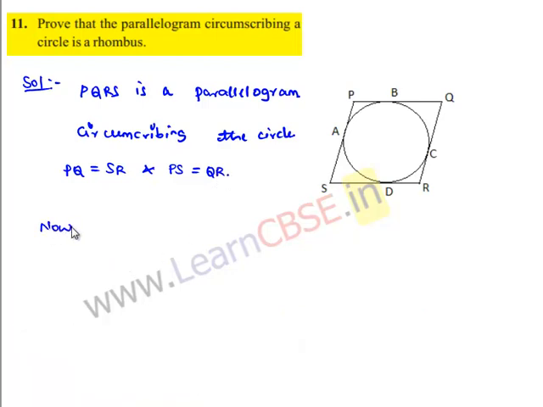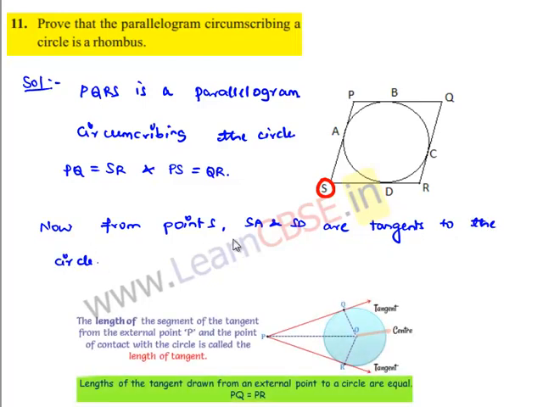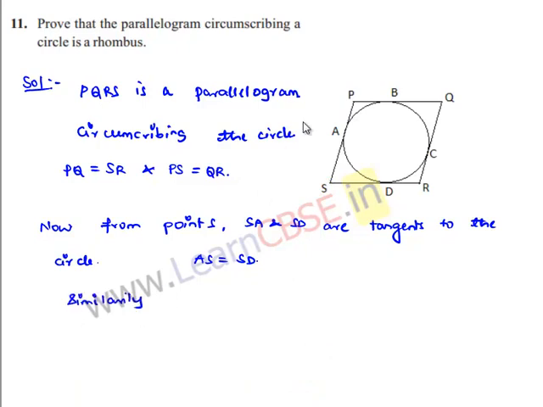Now if we consider point S, SA and SD are tangents to the circle. Therefore the lengths of the tangents from an external point to the circle are always equal. Therefore AS will be equal to SD. Similarly, considering the other points P, Q and R, the lengths of tangents are equal, that is PA is equal to PB, tangents from point P, QB is equal to QC, tangents from point Q, and RC is equal to RD, tangents from point R.